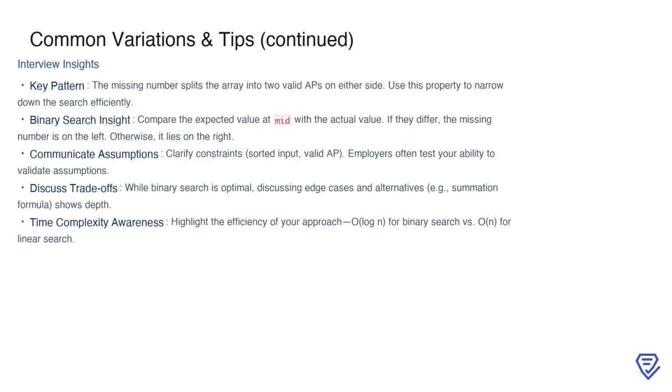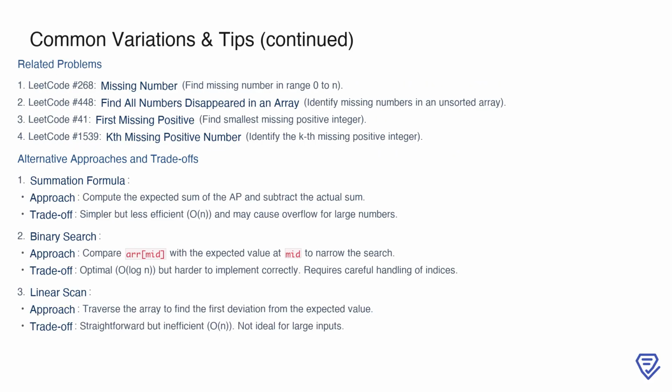To further strengthen your understanding, it's helpful to explore related problems. For example, LeetCode number 268 asks you to find the missing number in a range from 0 to n, while LeetCode number 448 focuses on identifying all missing numbers in an unsorted array. Similarly, LeetCode number 41 challenges you to find the smallest missing positive integer, and LeetCode number 1539 tasks you with finding the kth missing positive number. These problems share overlapping concepts and can deepen your grasp of similar patterns.